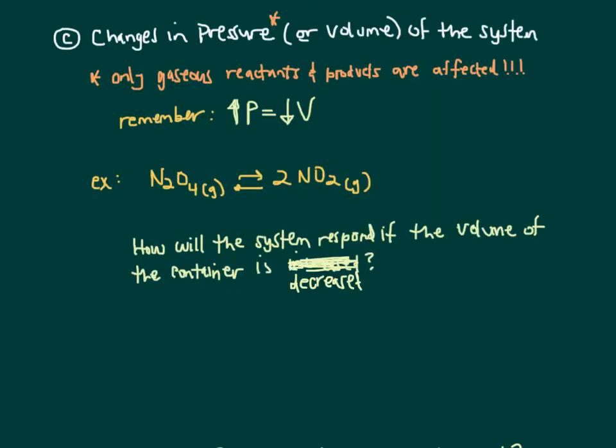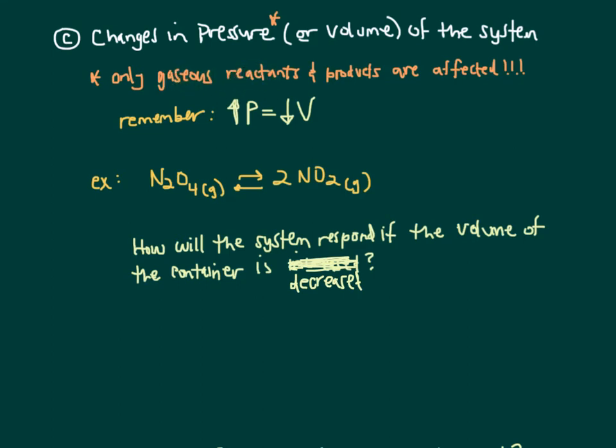All right, so let's talk about changes in pressure or volume of a system. If you have a system that has gaseous reactants and products, those would be affected by changes in volume or pressure because you can compress gases and you can also expand them. You can't do that with solids, liquids, or aqueous solutions. So whenever you change the pressure or the volume of the reaction flask, the only things that will be affected are the things that are in the gaseous state.